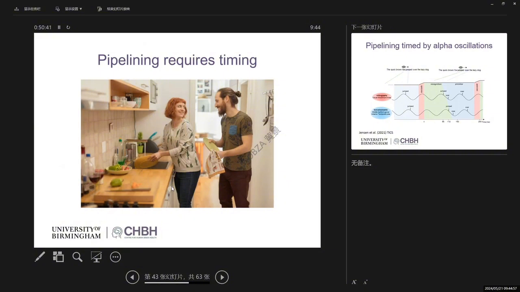So furthermore, when you think about this pipelining, this requires timing, right? Of course, if the woman passes on the plate to the man before he strikes the plate, there would be trouble, right? So these two people have to coordinate their processing, if you will, quite tightly. So how is that done?